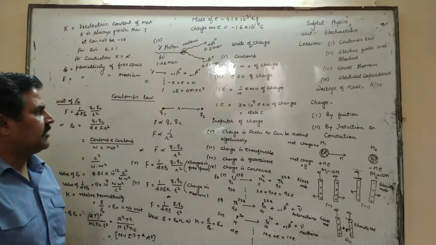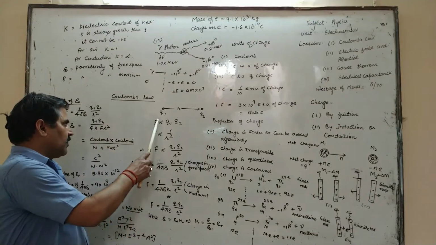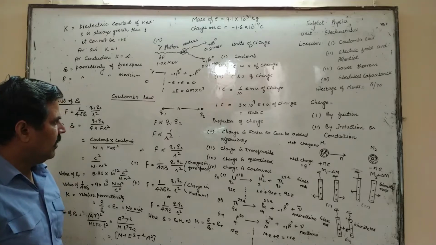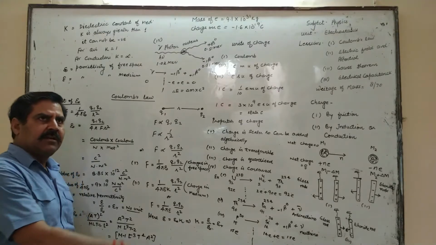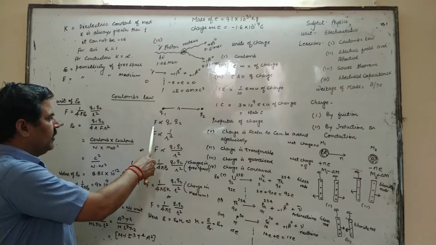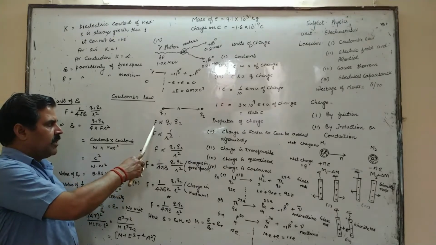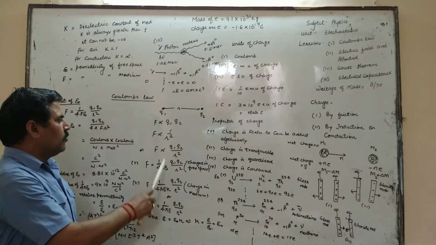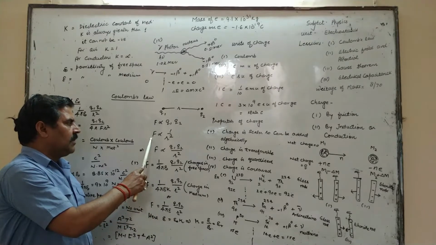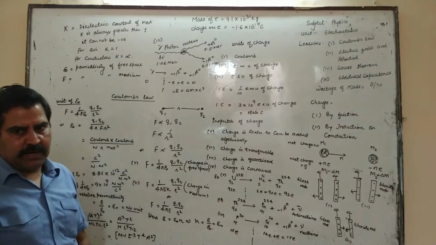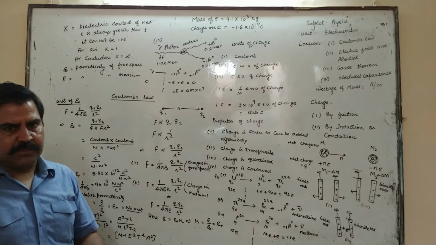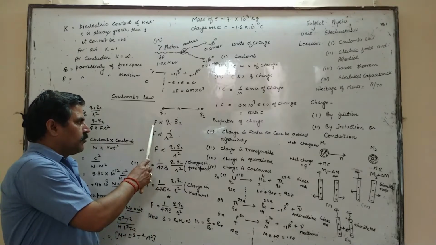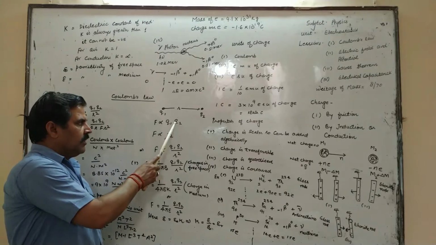Coulomb's law states that if there are two point charges Q1 and Q2 separated by a distance r, then experimentally it is seen that the electrostatic force between them is directly proportional to the product of the magnitudes of the charges. Number 2, the force between two charges is inversely proportional to the square of the distance between them.